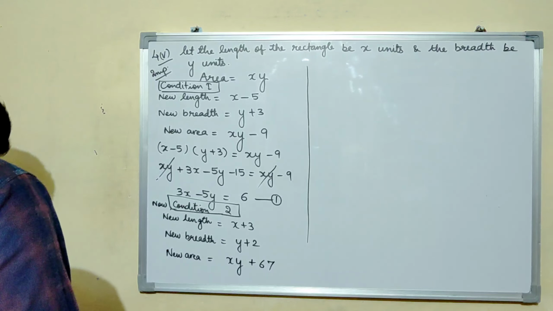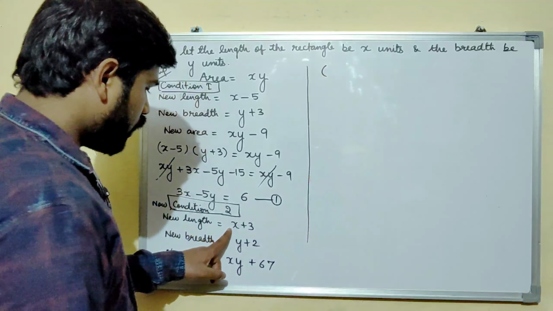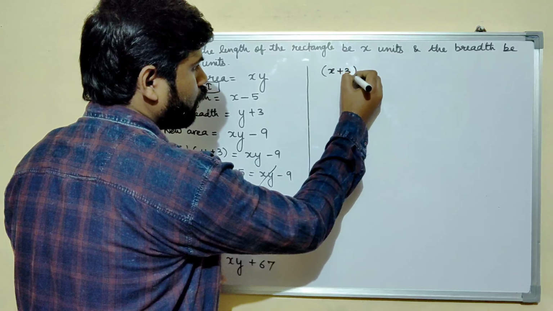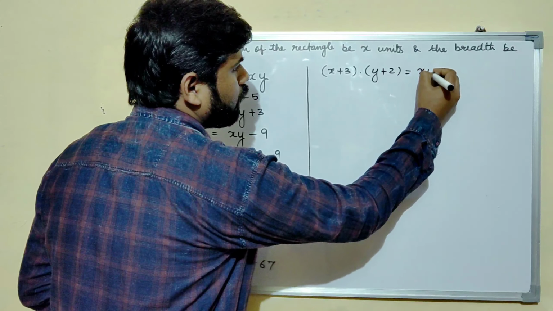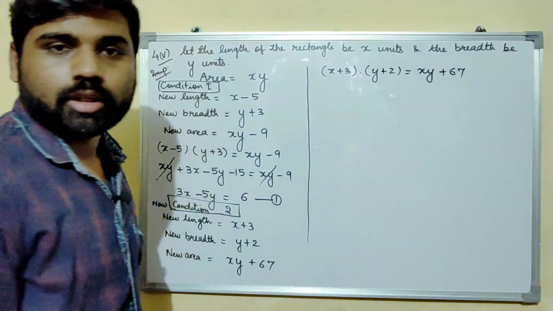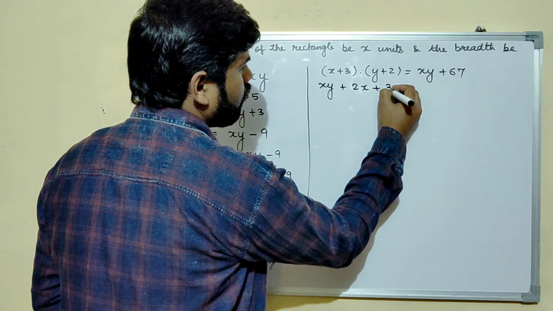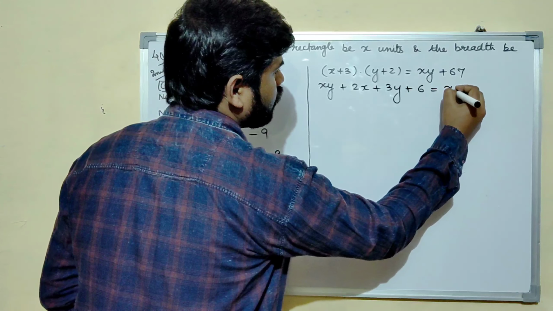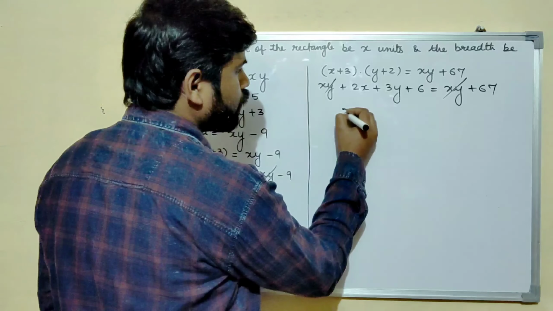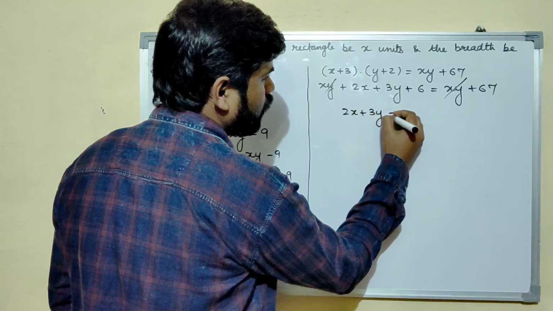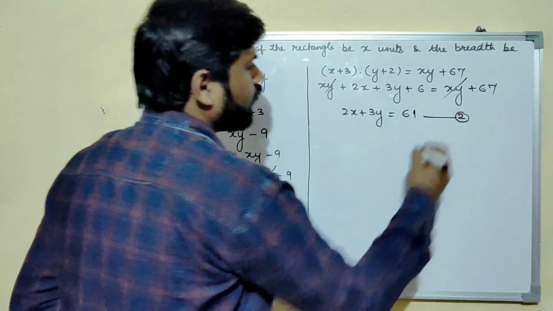Now let us solve this. New area means new length into new breadth. That means new length is x plus 3 into the new breadth is y plus 2 equals xy plus 67. Simplify it. You will get xy plus 2x plus 3y plus 6 equals xy plus 67. This xy will be cancelled. You will get 2x plus 3y equals 61. Okay, now this is your second equation.